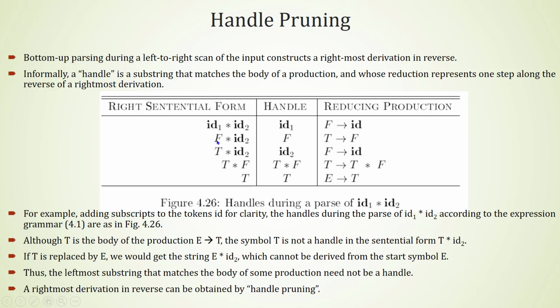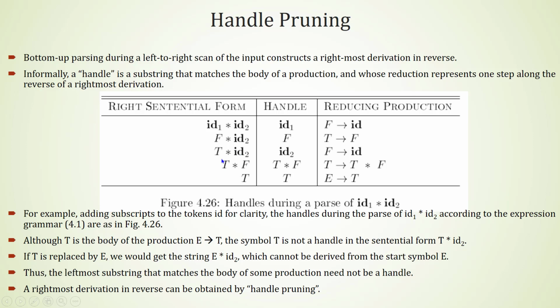So some reduction is applied to F; that F is converted to T by applying the production T gives F. Here also the meaningful substring is F, so the handle is F. Then T star id2. Here this id2 is applied with the production F gives id. So here the handle is id2, so this id2 is replaced by F.